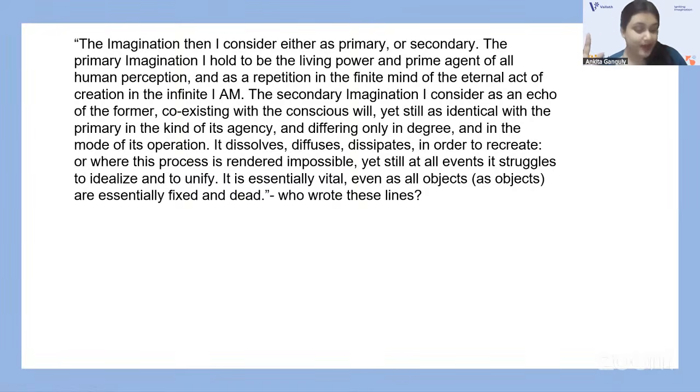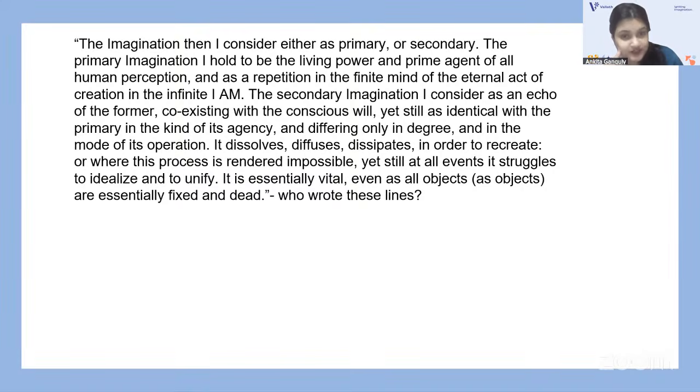Last question for tonight. The imagination then I consider either as primary or secondary. The primary imagination I hold to be the living power and prime agent of all human perception, and as a repetition in the finite mind of the eternal act of creation in the infinite I am. The secondary imagination I consider as an echo of the former, coexisting with the conscious will, yet still as identical with the primary in the kind of its agency, and differing only in degree and in the mode of its operation.